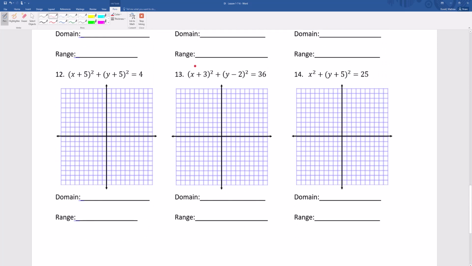We'll do one more. Horizontal shift -3, vertical shift 2. My radius is 6. So 1, 2, 3, 4, 5, 6 in each direction. And that circle's not nearly as good.